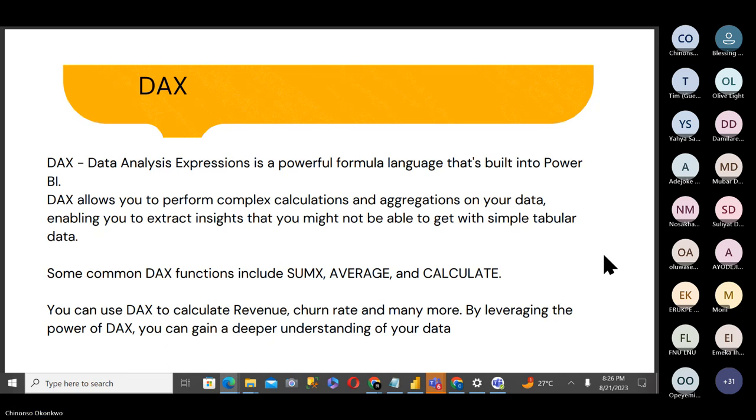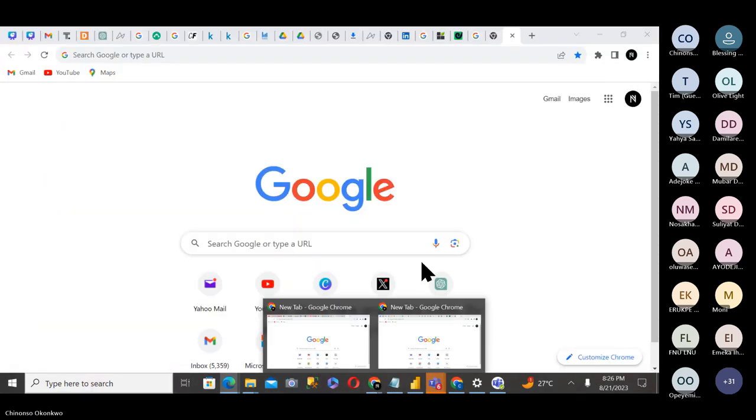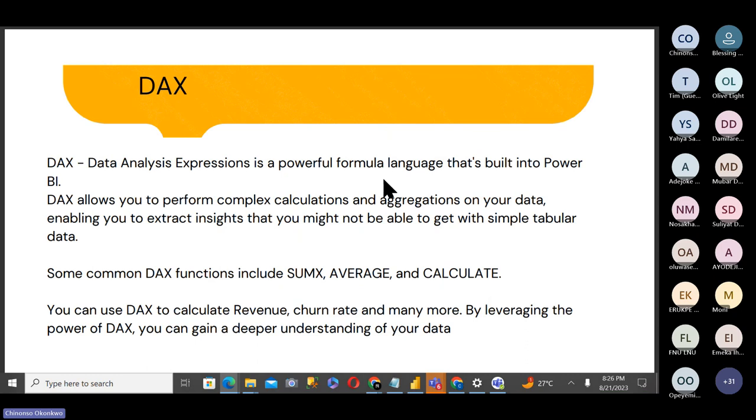Okay, let's just move on. Not much time. So you can use DAX to calculate revenue, churn rates, and many more. By leveraging the power of DAX, you can gain a deeper understanding of your data.